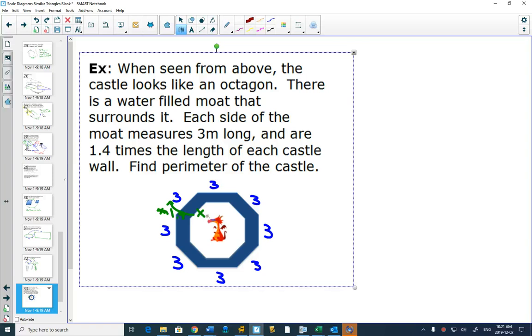How do we find out what each side of the castle is? Well, what do we know? We know that if I took X, which I don't know, and I multiplied it by 1.4, I should get 3. This is called an algebraic equation because we put something that we don't know into an equation. And now we have to figure out, how would I figure out what X is?